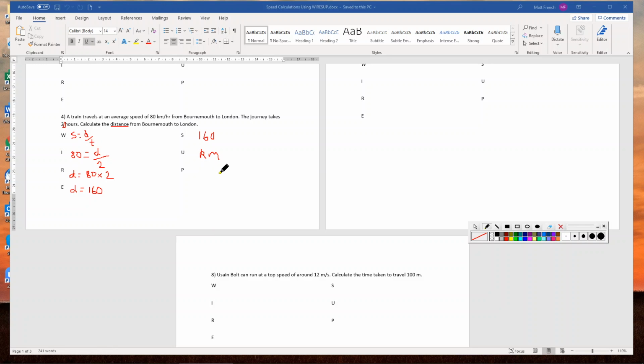Is it plausible the distance from Bournemouth to London is 160 kilometers? Yeah, I think so. So I'm happy with that there. Okay, I need to clear this off the screen to scroll around for the next question. So if you need to check on that, you might want to pause.